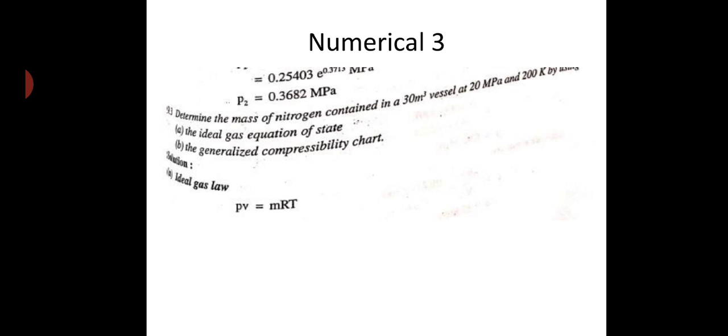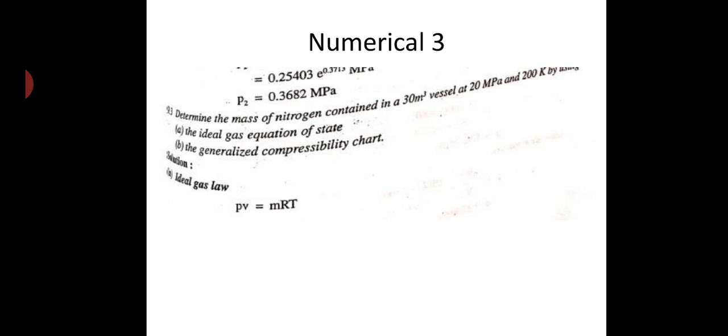Nitrogen is normally stored under pressure. So this is at 20 megapascal. If you want to convert into kilopascal, you have to multiply with 1000. And the temperature is given as 200 Kelvin, so it is like sub-zero temperature. Now the ideal gas law is PV is equal to mRT.